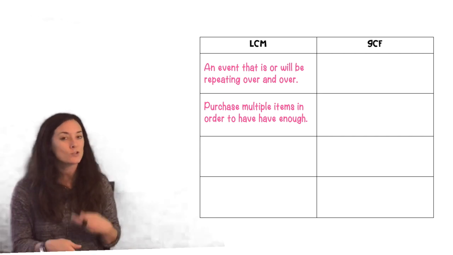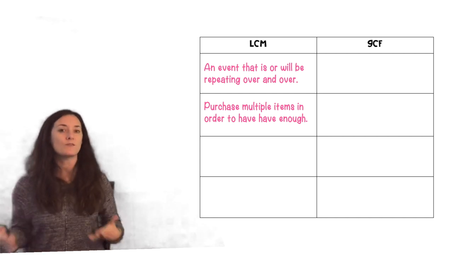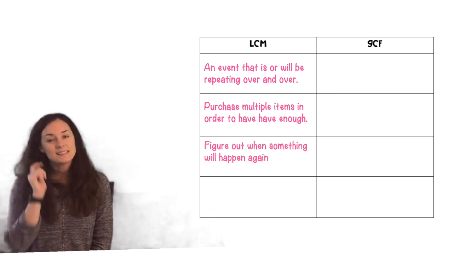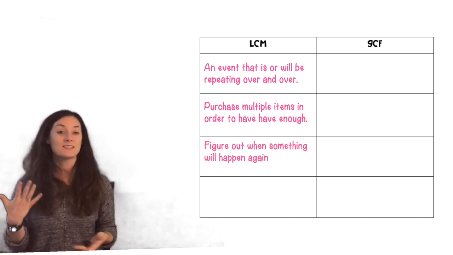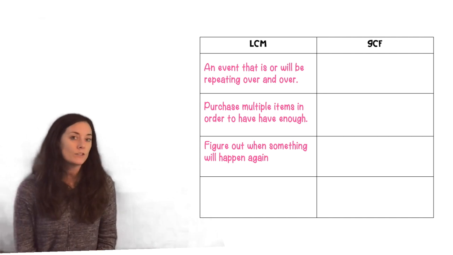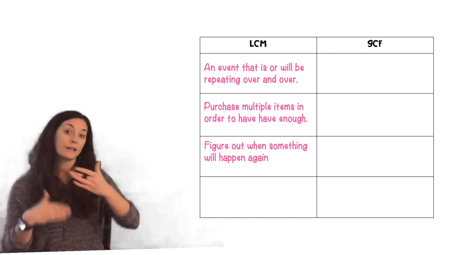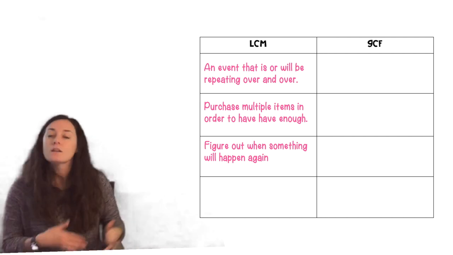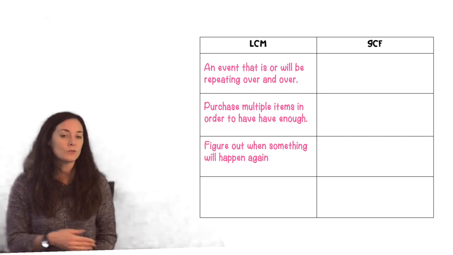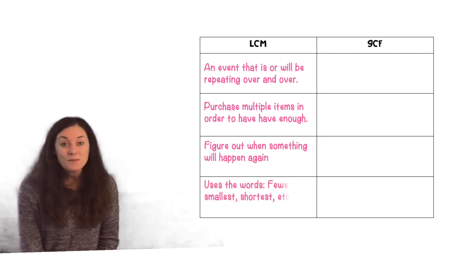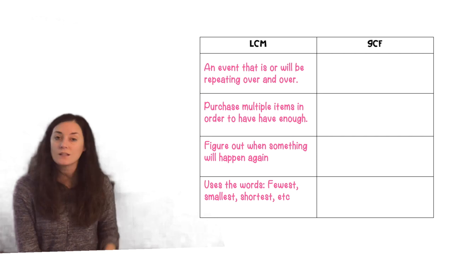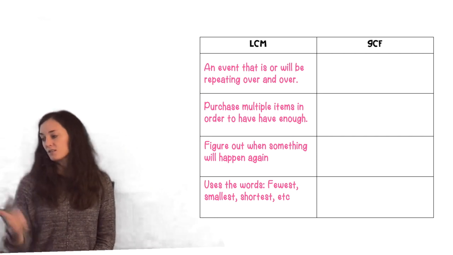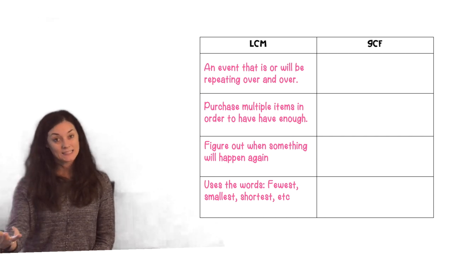If you're purchasing things, you're purchasing a multiple of things, so we're looking for that least common multiple. Another thing is figuring out when something is going to happen again. So again, when you're looking at time, time is always reoccurring. It's over and over and over. Time is infinite in some capacity, and so are multiples, so we're looking for multiples. Oftentimes, you're just looking for those key words that hit you in the head of, I'm looking for the least of something. So fewest, smallest, shortest, next.